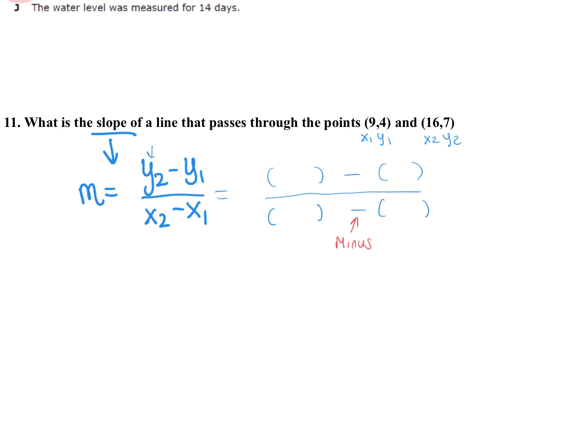So the first one is y2. Here's my y2, it's 7. The next one is y1. Here's y1, it's 4. x2 on the bottom. x2 is right here, it's 16. And finally x1, and x1 is right there, and it's 9.